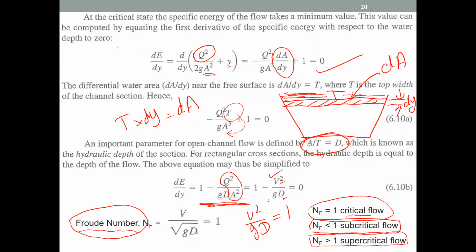And remember, this D is the hydraulic depth, and G is the acceleration of gravity. For the critical flow, this Froude number is equal to 1. Whenever the flow is subcritical, this Froude number is less than 1. Whenever it is more than 1, it is supercritical. So that is how we define whether the flow is critical, subcritical, or supercritical. It is similar to the way we define the laminar or the turbulent flow. So I hope it is clear.